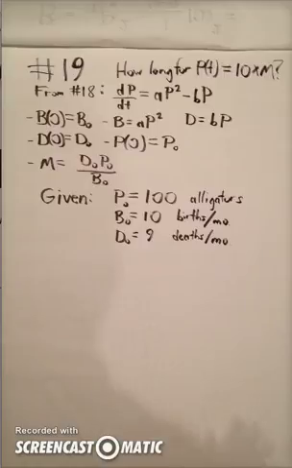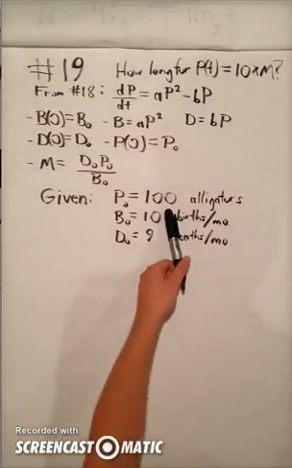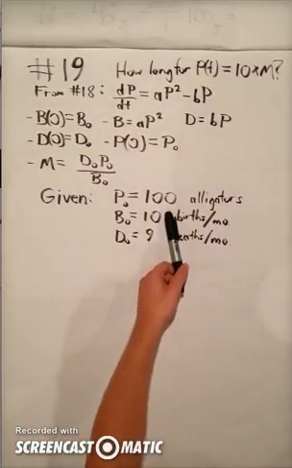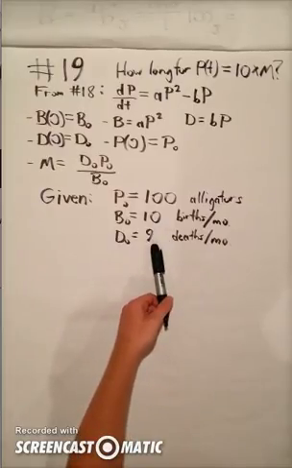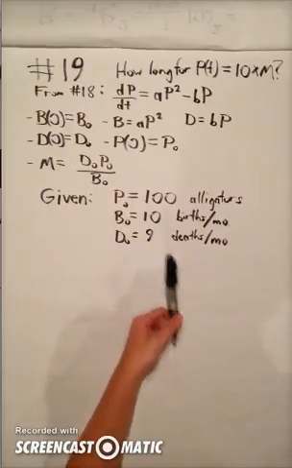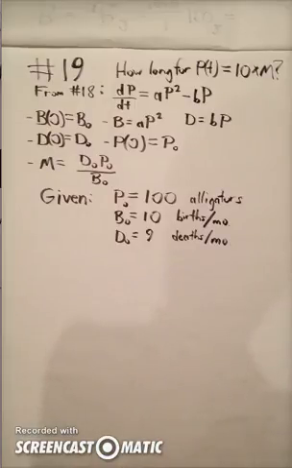Alright, so basically, number 19 says, consider an alligator population P of t satisfying the extinction-explosion equation as in problem 18. If the initial population is 100 alligators, and there are 10 births per month and 9 deaths per month occurring at time t equals 0, how many months does it take for P of t to reach 10 times the threshold population M?